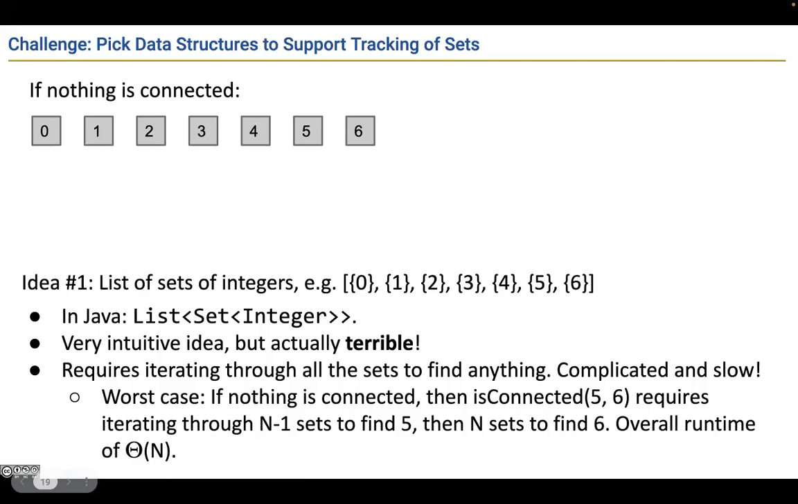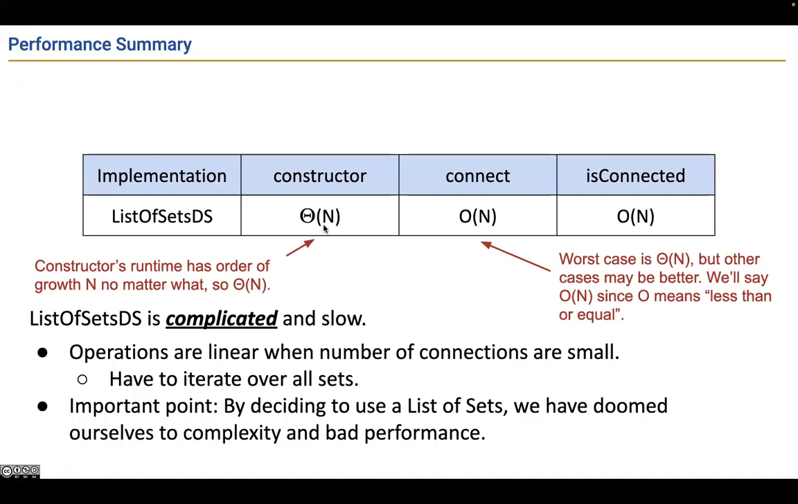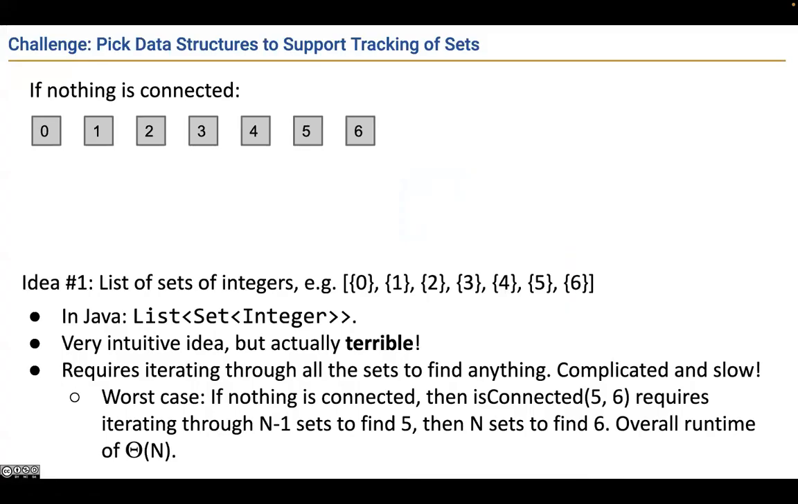OK. Turns out we can do a lot better. But let's keep track of this in a table just to remind ourselves. So we said that the operations had theta of n runtime. But just to be totally honest and draw a really honest picture, theta of n, that was the worst case. I showed you this really bad case where all the things are separate, and the 5 and the 6 were at the end. So you had to scan all the way to the end to find the 5 and the 6 and decide that they are not connected.